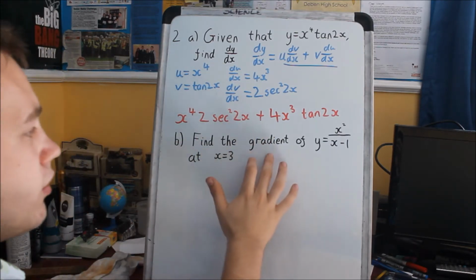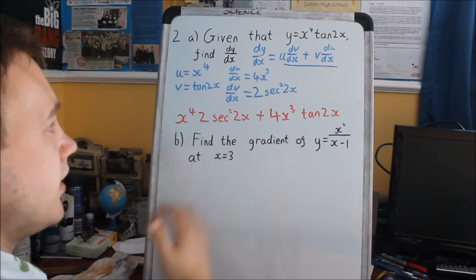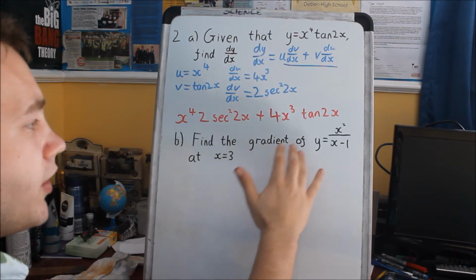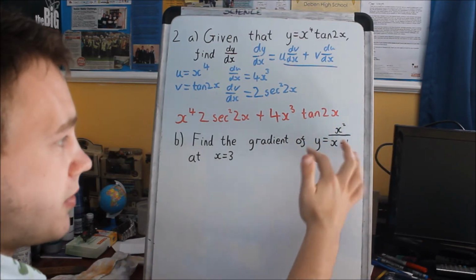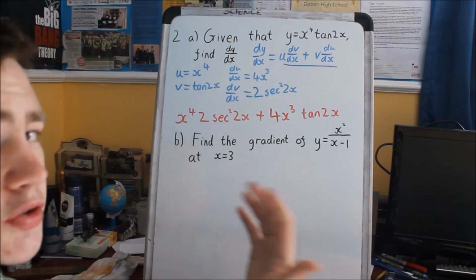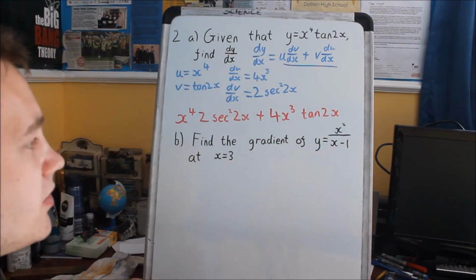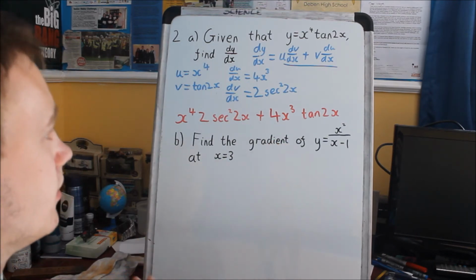Part B, find the gradient of y equals x squared over x minus 1 at the point x equals 3. So to find the gradient of a curve, because this is some sort of curve, I don't know what it looks like, but it's some sort of curve. To find the gradient of a curve at the point, first we must differentiate it. So this is sort of knowing what differentiation is in order to do this question.